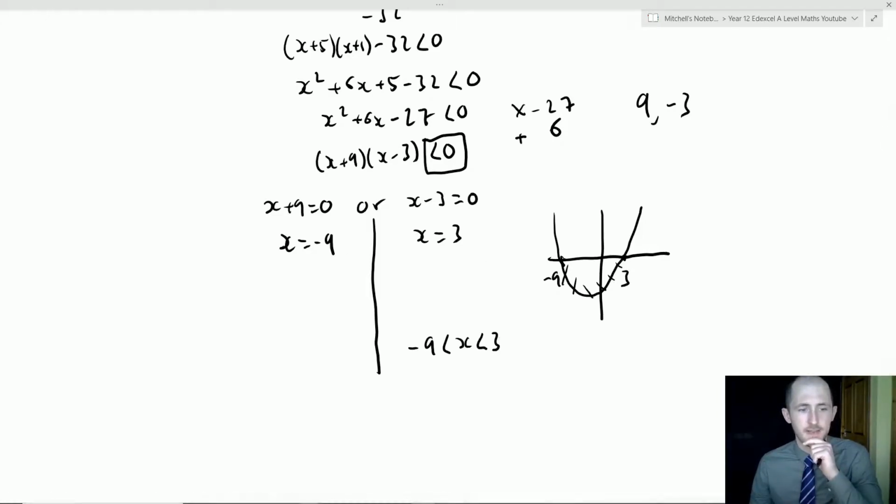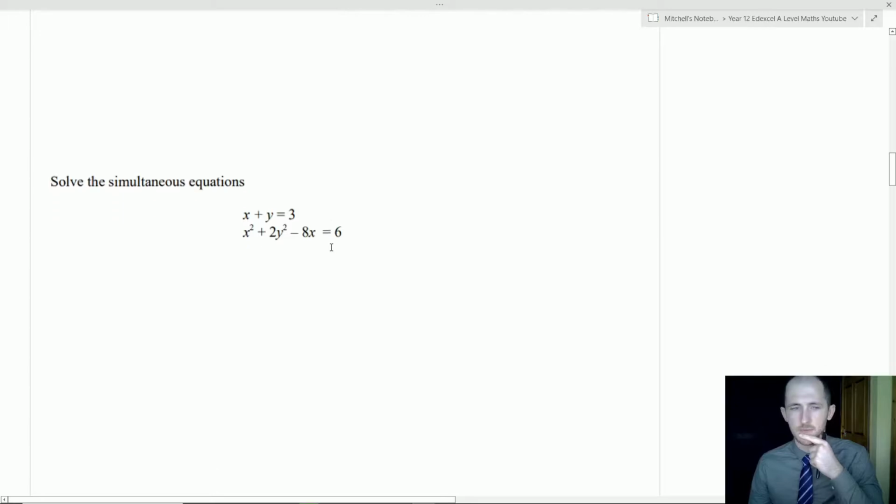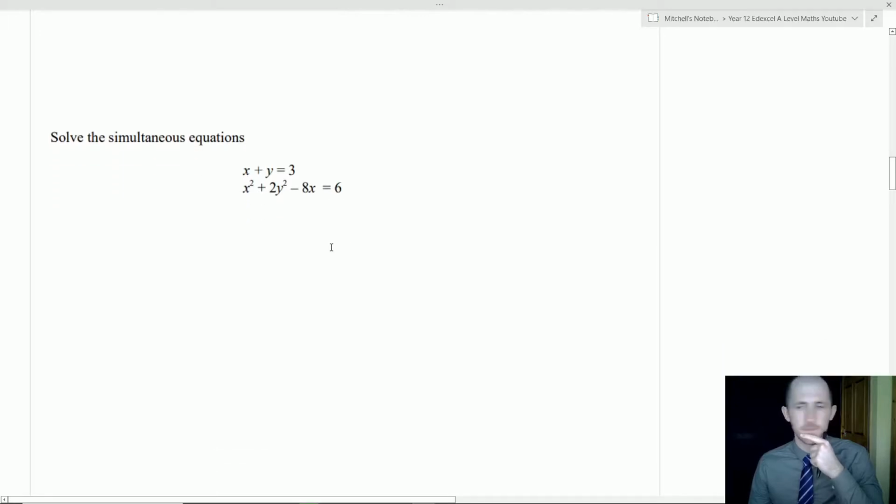So again, hopefully you're finding this somewhat easy at the moment, but there are some more difficult questions coming up, like things they can ask you to do. And obviously we're doing quadratic simultaneous equations as well, which can be a bit of a pain. Okay, let's move on to the next question.